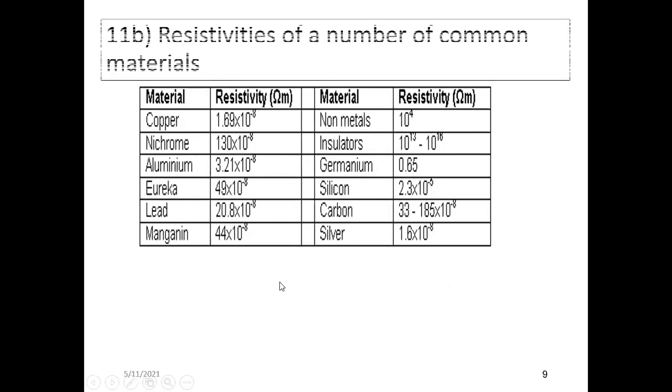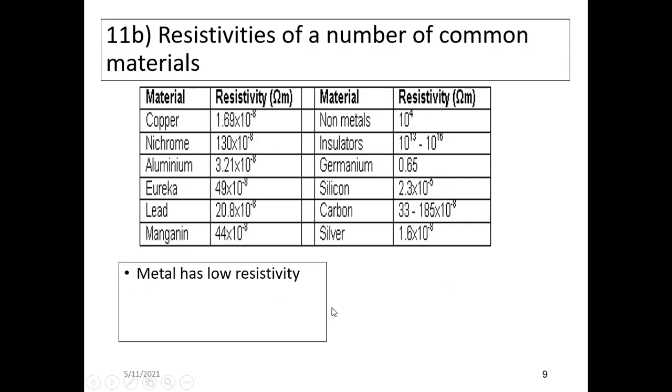You don't need to memorize that. That is the value. A slightly different value given in your book is okay; they will give you the value in the exam if required. The idea is to roughly know what it is. Metal has low resistivity, very low, you can see 10 to the power -8. Non-metal has high resistivity.